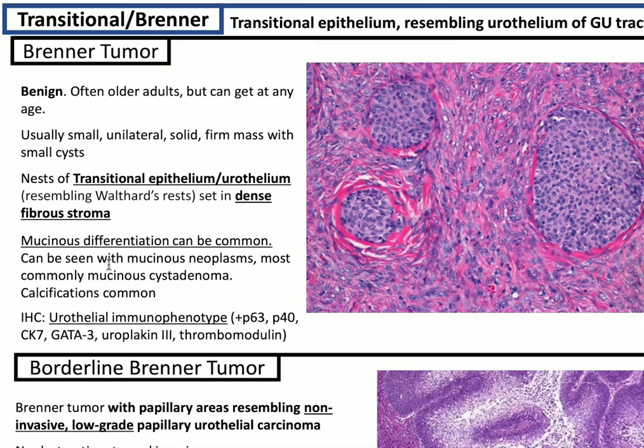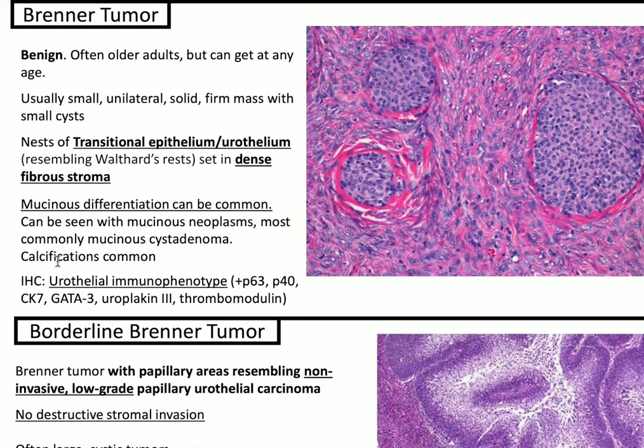Let's talk about transitional Brenner tumors. So it's transitional epithelium resembling your urothelium of the GU tract. So Brenner tumors, these are benign, often in older adults, but you can get it at any age, usually small, unilateral, solid, firm mass with small cysts. Architecturally, you're going to see nests of cells that resemble your transitional epithelium, urothelium. Kind of resembles a Walthard rest, but what makes it different is it's set in a dense fibrostroma.